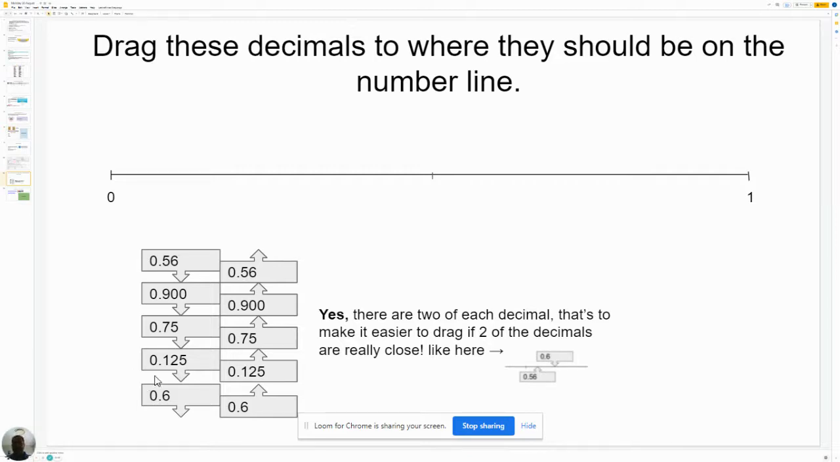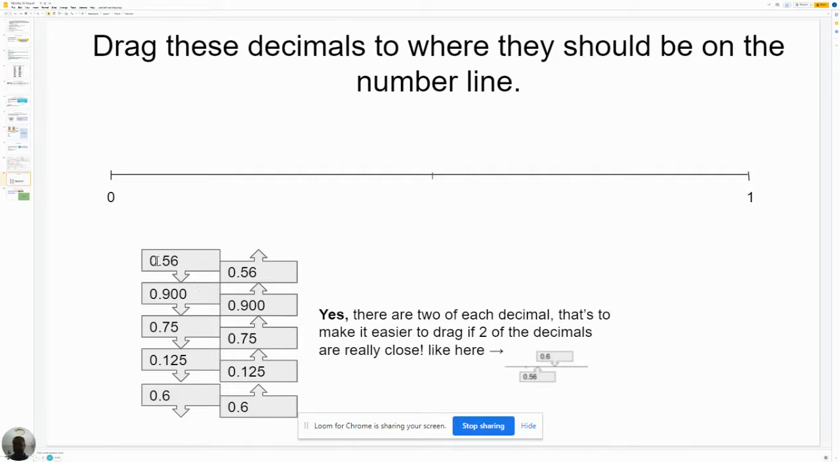Okay, so dragging decimals onto the number line. So we've got 0 and we've got 1. And this 1 is the same as 1.0, it's the same as 1.00, it's the same as 1.00000. So we've got 0.56, 0.900, 0.75, 0.125, 0.6.